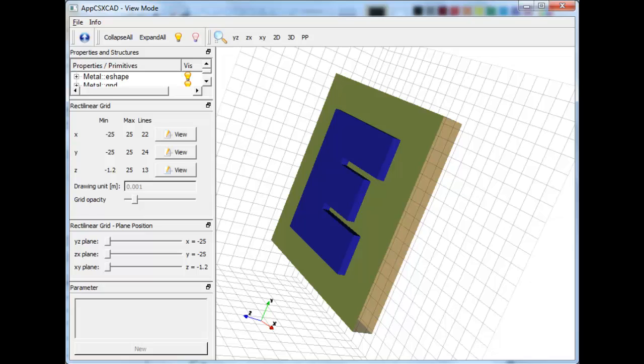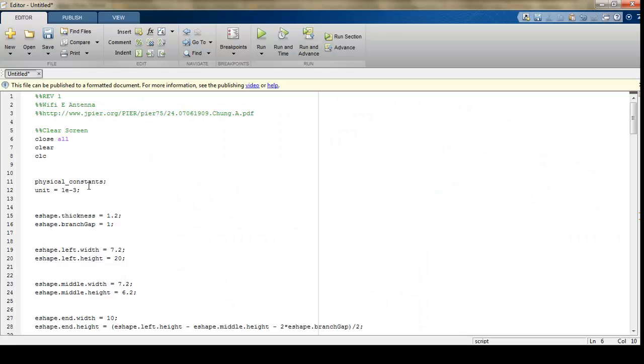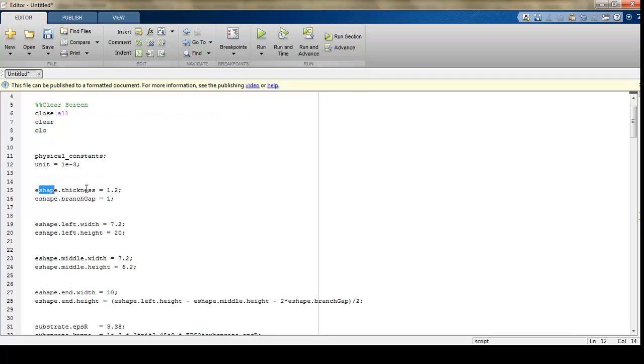In this part of the video, we will break down the MATLAB code of the E-shaped ultra-wideband patch antenna and all its components. First, the physical constant was used as a means of conversion between millimeters and meters. We begin by defining the thickness of our structure in the z direction and the branch gap of the structure.